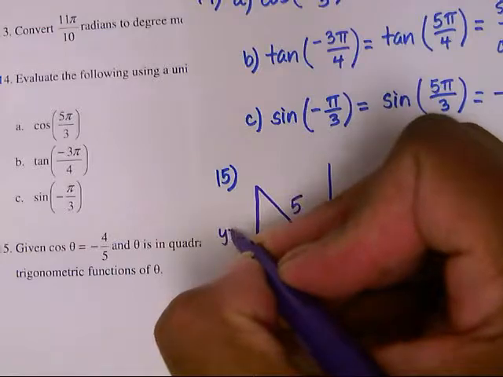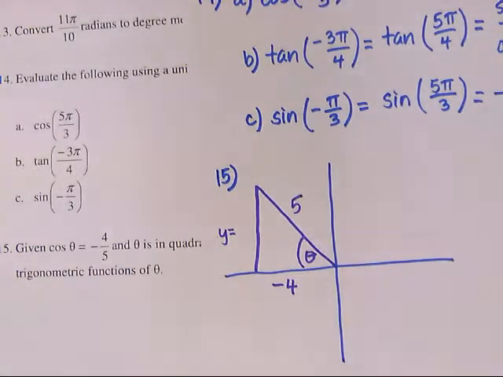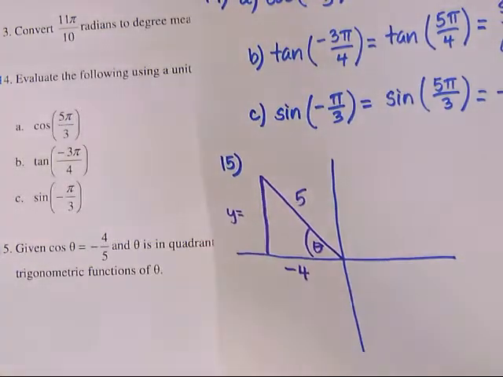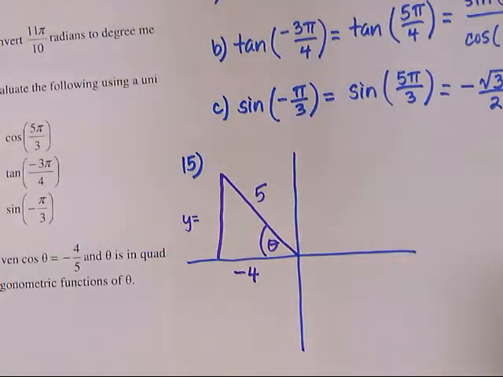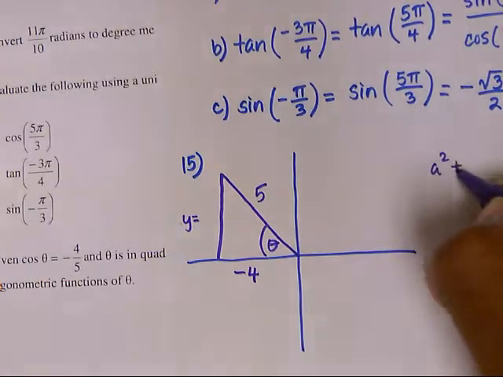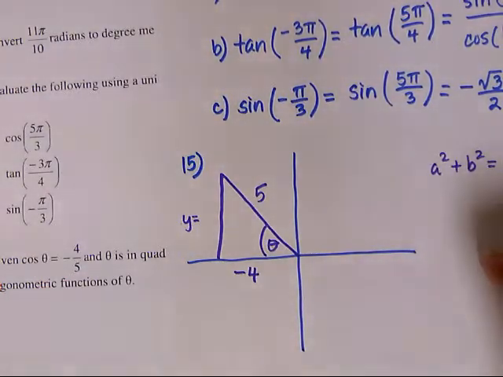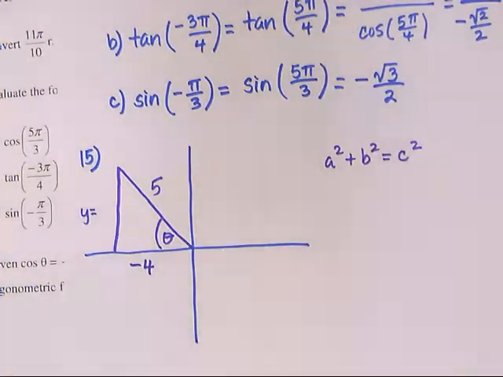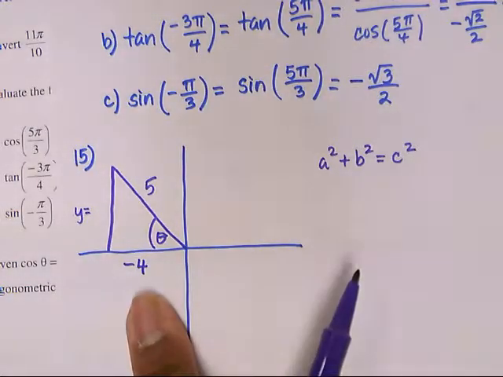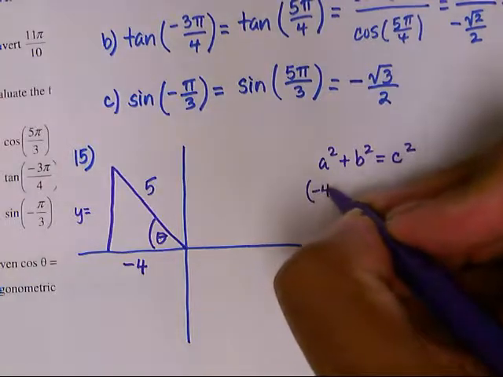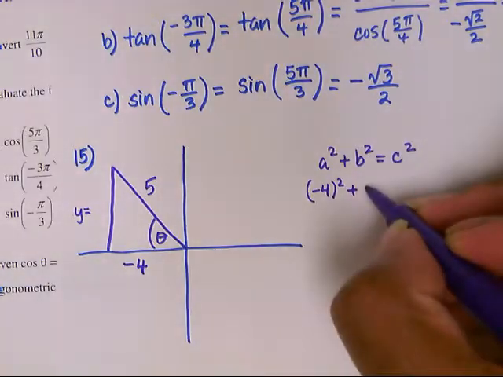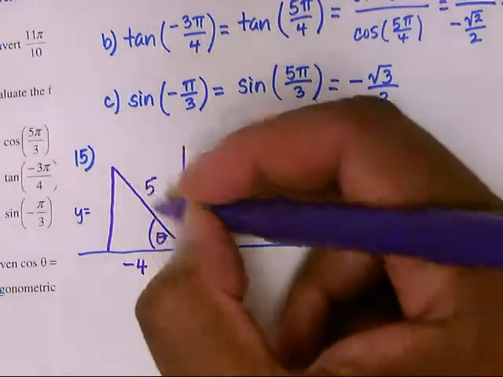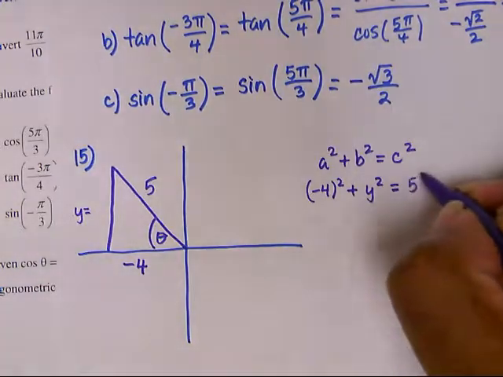So now I need to find out what this y-coordinate is going to be. That's the length of this side, because I want to find the remaining 5 trig functions. In this case, this is where we use the Pythagorean Theorem, which is, of course, a squared plus b squared is equal to c squared. So in this case, that a is going to be negative 4, so this will be negative 4 squared, plus b, now let y just be the b, so this will be y squared is equal to c, which is your hypotenuse, that's going to be 5 squared.